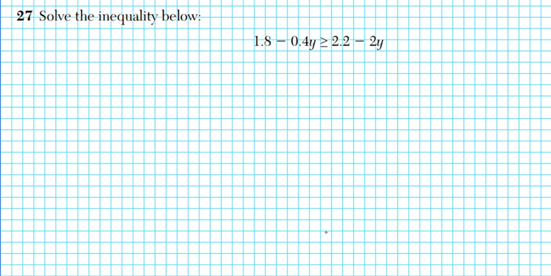Alright, let's take a look at problem number 27. We're asked to solve the linear inequality provided. So if you look at this inequality that we have here, it looks problematic, and that is because of the presence of decimals. Okay, so one tip that you want to keep in mind when solving equations or inequalities is that it's always optimal to eliminate decimal points wherever possible.